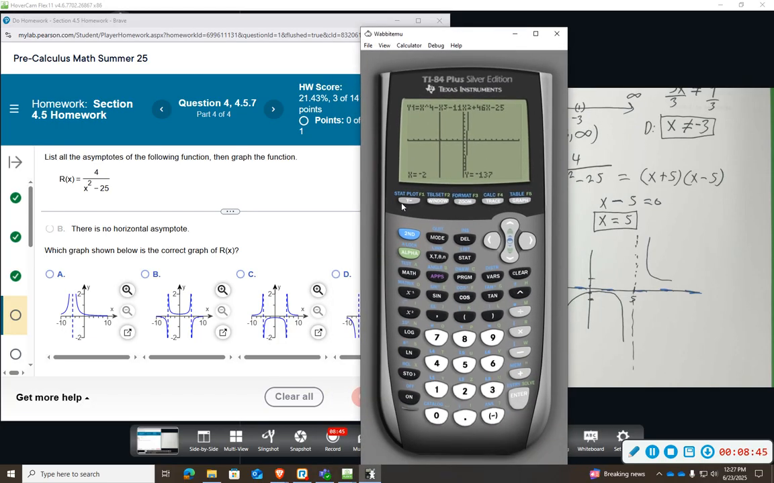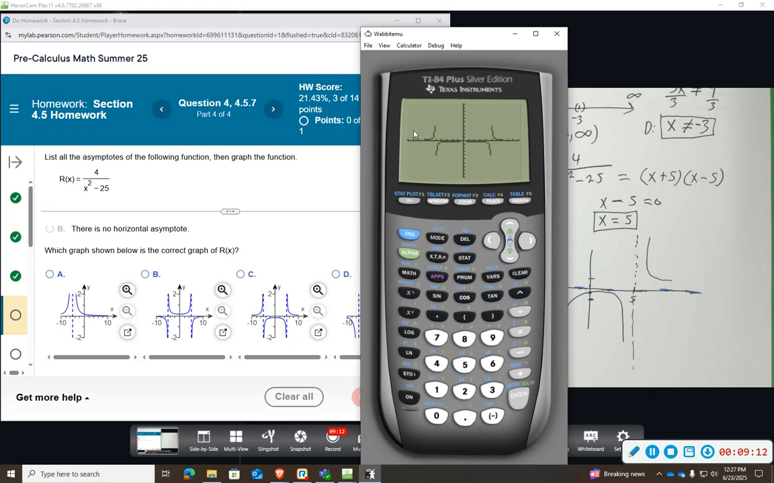So what I'm going to do is go to y equals. I'm going to clear out what they have here, and I'm going to graph this rational function. So I'm going to do 4 divided by, and then the denominator I'm going to put in parentheses to make sure it does it correctly. I'm going to do x squared minus 25. We're going to graph, and I'm going to change my window to match theirs.